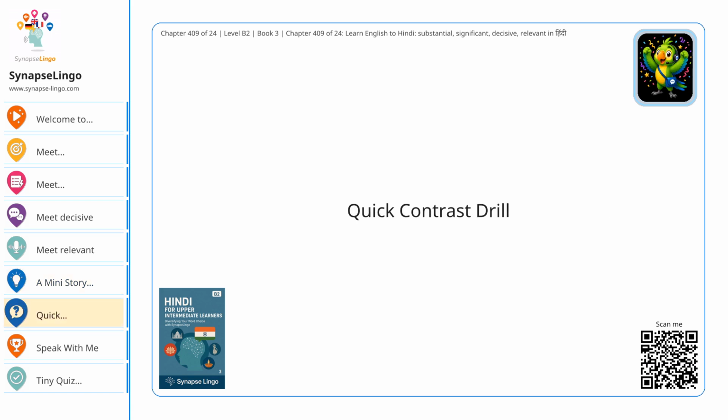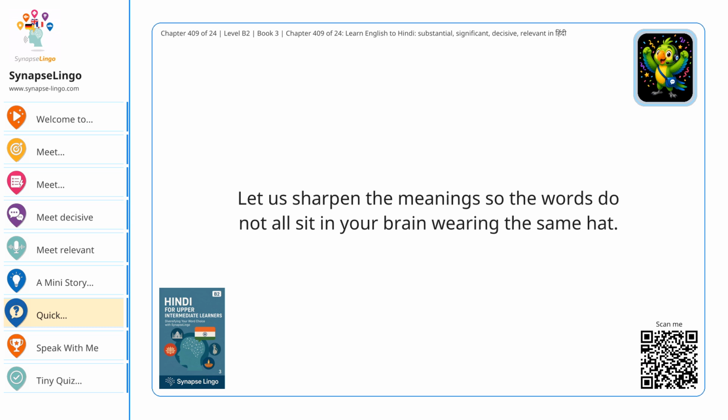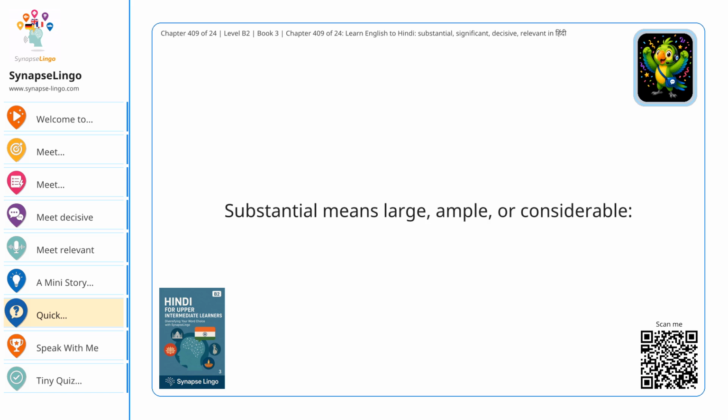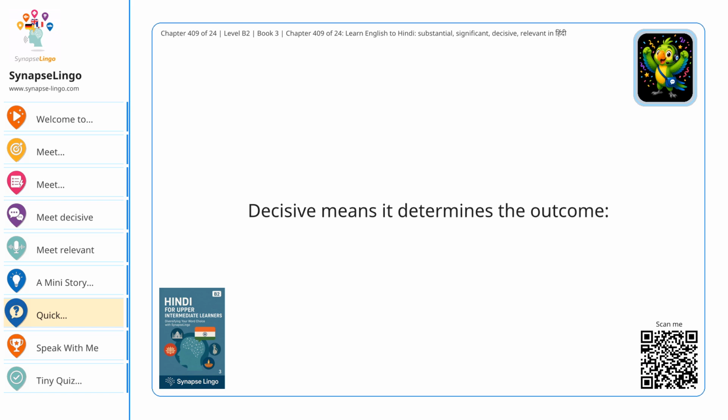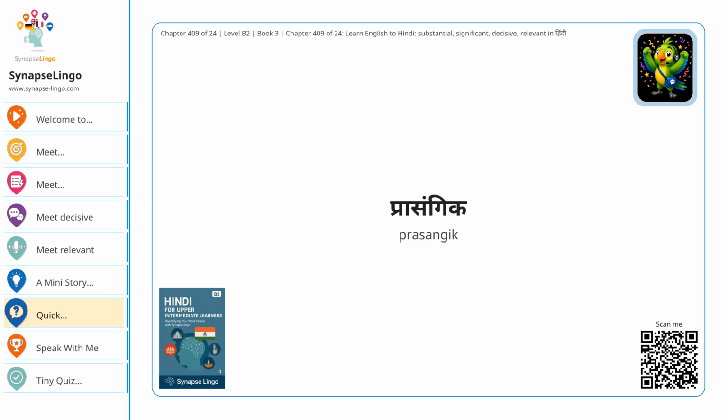Quick contrast drill. Let us sharpen the meanings so the words do not all sit in your brain wearing the same hat. Substantial means large, ample, or considerable. पर्याप्त. Significant means important or meaningful. महत्वपूर्ण. Decisive means it determines the outcome. निर्णायक. Relevant means directly connected to the matter. प्रासंगिक. So if the team made big progress, use पर्याप्त. If one detail really matters, use महत्वपूर्ण. If one action changed the result, use निर्णायक. If one fact fits the topic, use प्रासंगिक.